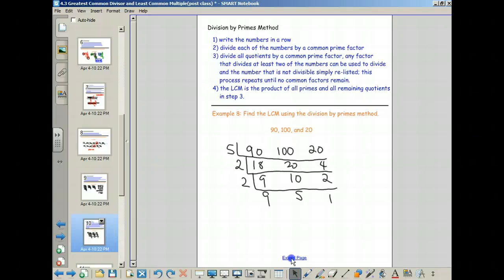Okay, so here's the cool thing. I like this method because the least common multiple is all those numbers multiplied. When I did the greatest common divisor, it was just the numbers on the left, and I didn't do anything on the bottom, right? With least common multiple, I get all the divisors that I used on the side, and I get all the quotients that are on the bottom. So I end up with 5 times 2 times 2 times 9 times 5 times technically 1.